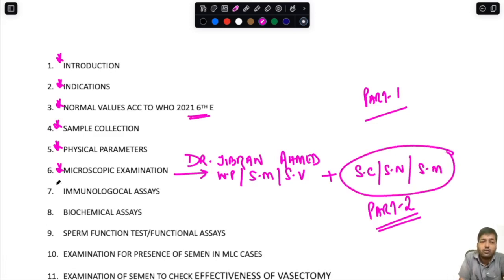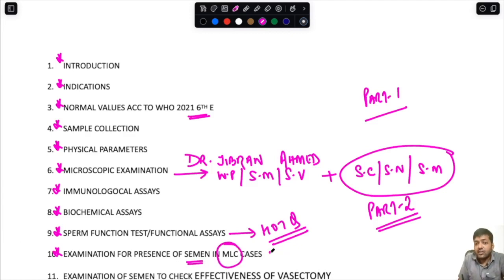Along with that, we are going to see what immunological assays are available, like the MAR test, then the biochemical assays, then the sperm function tests or functional assays. This is a very hot exam question which is going to be asked to you, because all these are introduced in detail in the 6th edition. Then the examination for presence of semen in medico-legal cases. This is on the rise as of now, and it is a must for a pathologist to know this section, as well as examination of semen to check the effectiveness of vasectomy.